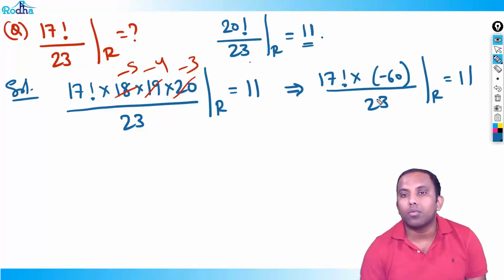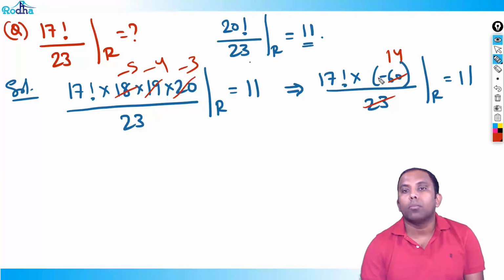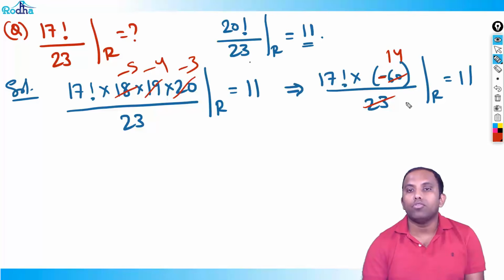23 into 2 is 46, into 3 is 69. So what is the positive remainder here? Minus 60 leaves minus 14. So minus 14 basically means what? The divisor is 23, so the negative remainder is minus 14. What is the positive remainder? Positive remainder is 9.